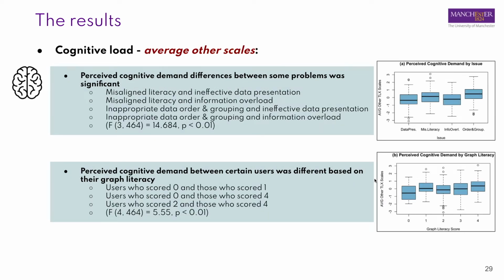For the other subscales, the results show that there are significant differences between the perceived cognitive demand of the participants between some of the problems, for example, between the misaligned visual literacy and the ineffective data presentation. We also found differences based on the graph literacy scores, so those who scored 0 perceived themselves to face the least cognitive demand among all of the other users, but with significant differences between them and those who scored 1, and also between them and those who scored 4.